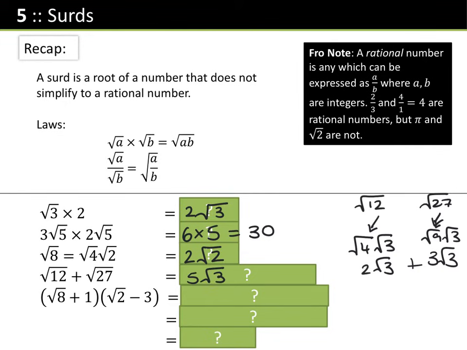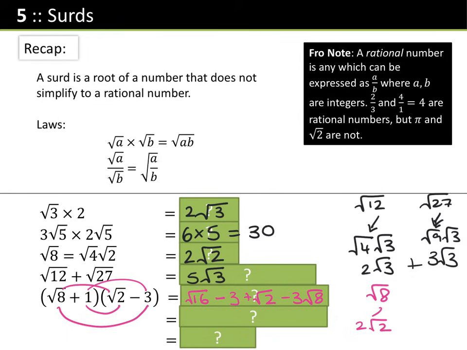Then for the last one, it's exactly the same, but I am just going to change this root 8. No, I'm not going to change the root 8. I'm just going to expand it out like I normally would. Root 8 times root 2 is root 16, which is 4, but I'll simplify that in a minute. 1 times minus 3 is minus 3. 1 times root 2 is root 2. Root 8 times minus root 3 is minus 3 root 8. Root 8, though, as we know, is 2 root 2.